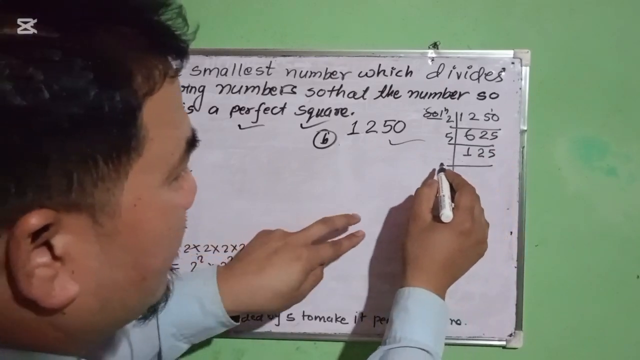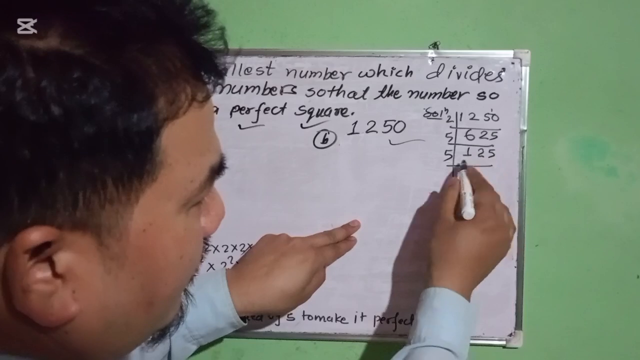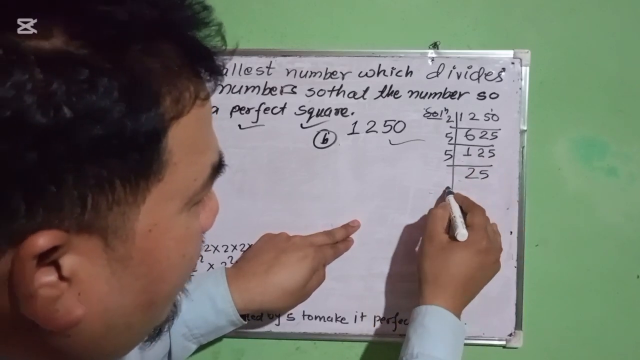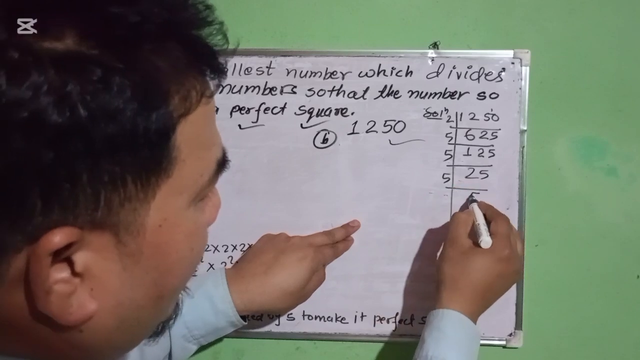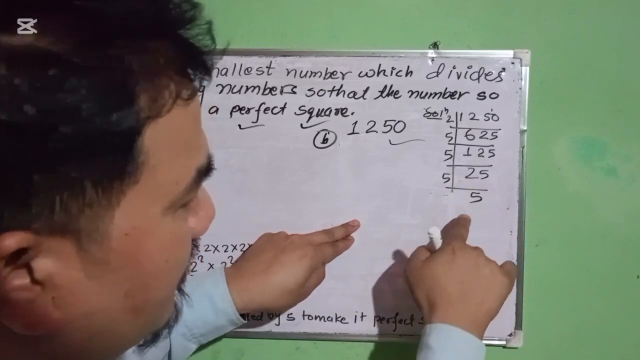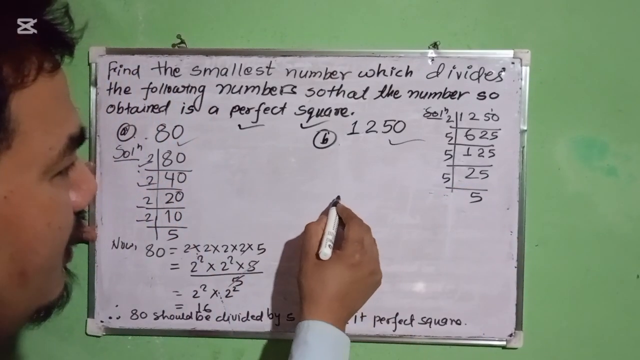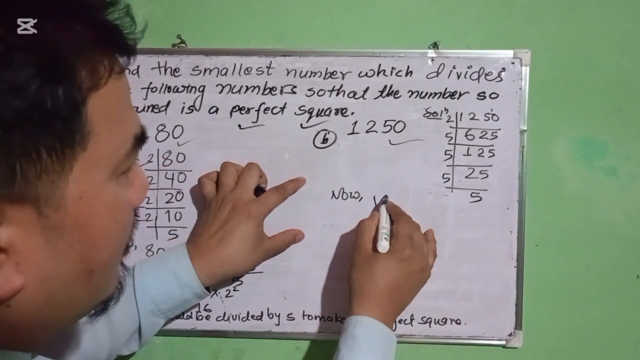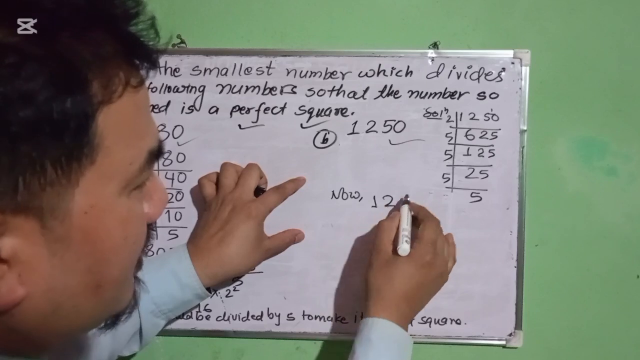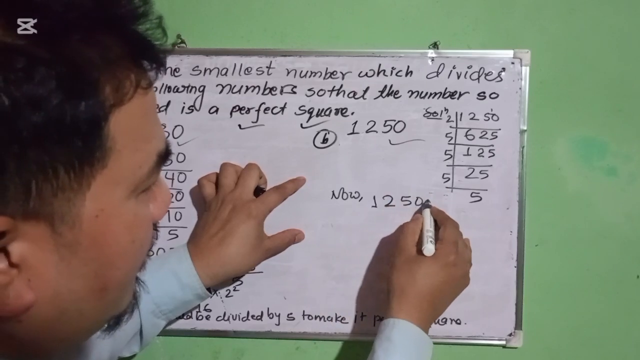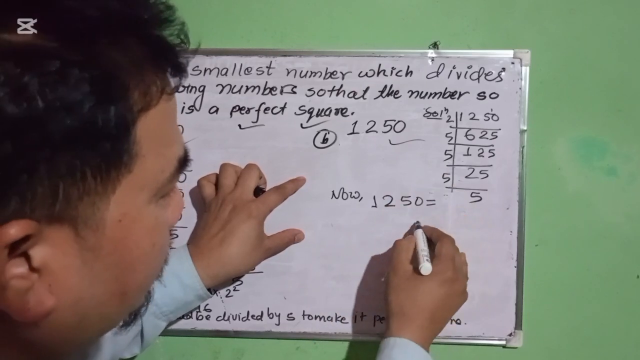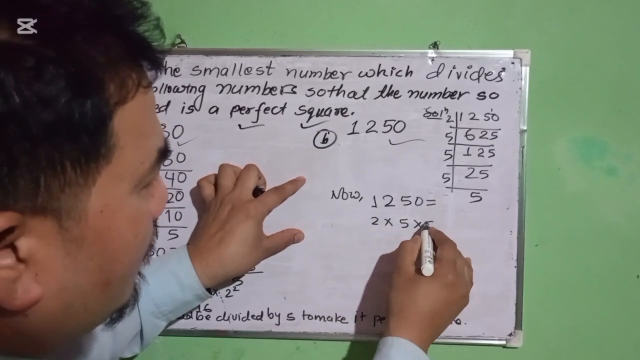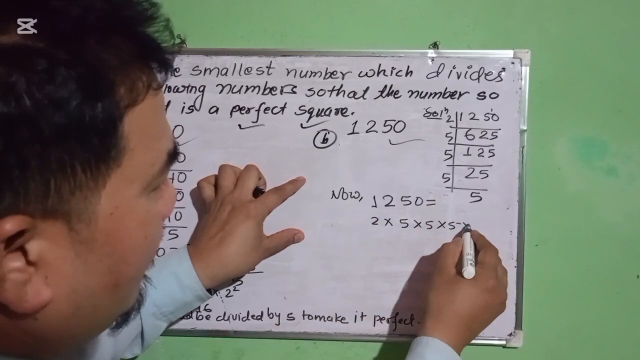Now let's factorize this by 5. 5 2s are 10 and 2 remainder, 5 5s are 25. Then again you can do 5 5s are 25. Okay, this is the prime number, that's why we stop here. Now right here, 1250 equals, we can write now here, it is 2 into 5 into 5 into 5 into 5.